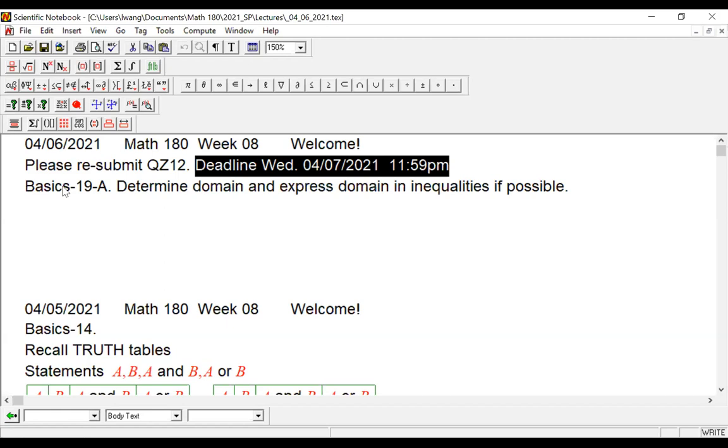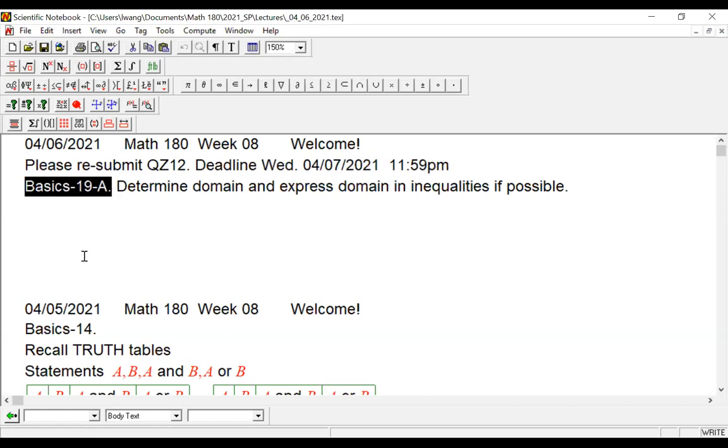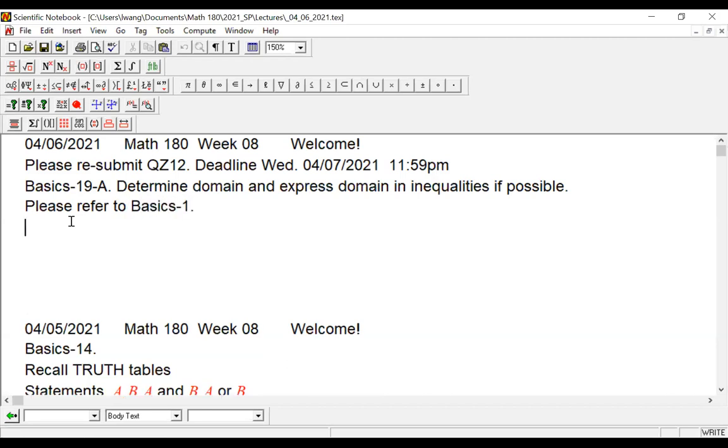Section basic 19A, okay? This is the section where we determine the domains for each one of these functions. To determine the domain of these functions, the important thing to know is that we understand the domain of the basic functions. So please refer to basics 1, that table. In that table, we have talked about the domain and range of each one of those functions. And that is basically the foundation for basic 19A.